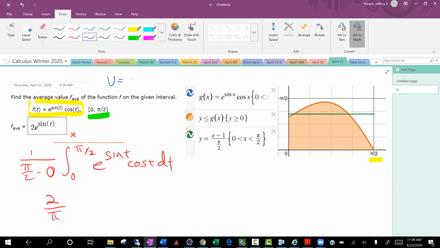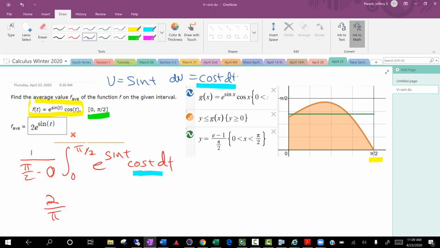Sine of t. Thank you. Wonderful. So sine of t is our u. That means du by dt is going to be cosine of t. And then if I multiply both sides of that equation by dt, I get cosine of t dt. That's perfect because that matches what I have here. So let's continue with our U-substitution.